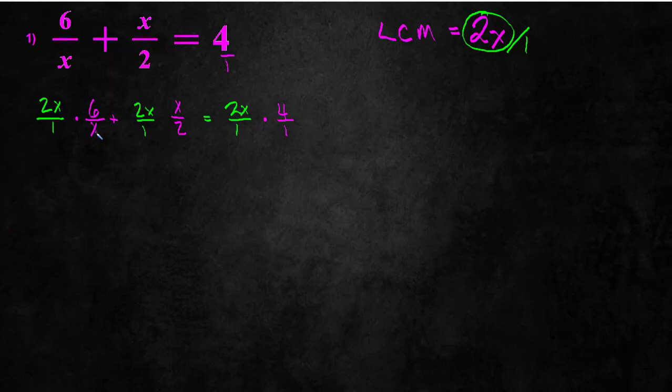So 2x times 6 over x, what can cancel? Well, the x's can cancel. That leaves me with 2 times 6, which is 12, plus 2x over 1 times x over 2. Our 2's cancel, so x times x is x squared. On the other side, 2x times 4 is 8x. Since you have a squared term, that means you need to get everything to the same side and solve that equation, using factoring or the quadratic formula.